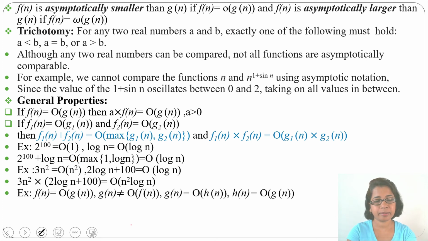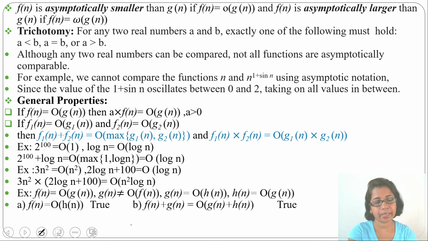Let's see another example. If f(n) equals big O of g(n) and g(n) not equals big O of f(n), g(n) equals big O of h(n) and h(n) equals big O of g(n), then which one is true and which one is false? Option A, f(n) equals big O of h(n). This is true, as f(n) equals big O of g(n) and g(n) equals big O of h(n). According to the transitive property, this is true.